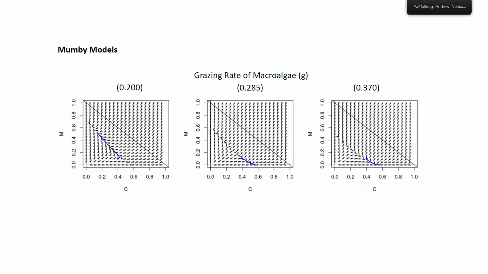In the third model on the right side, a grazing rate of 0.37 was used, and the model shows a system of coral dominance within the system and macroalgae death, with the remaining portion of the population taken up by turf.